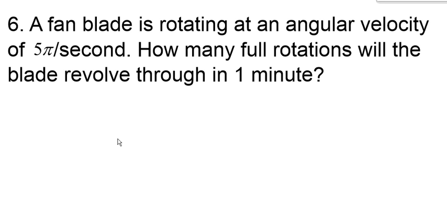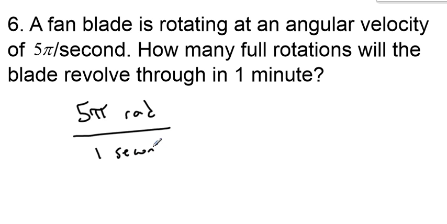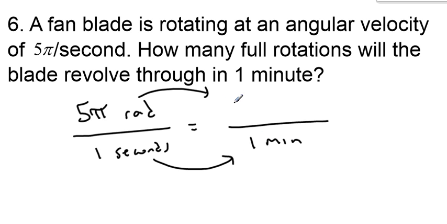A fan blade is rotating at an angular velocity of 5 pi per second. So every second, the angle it rotates through is 5 pi. And it says, how many full rotations will the blade revolve through in 1 minute? So first of all, I've got 5 pi radians in 1 second. Let's figure out how many radians we would go through in 1 minute. We know that there are 60 seconds in a minute, so if I multiply by 60, that would be 300 pi radians in a minute. So in 1 minute, this blade rotates through an angle of 300 pi.